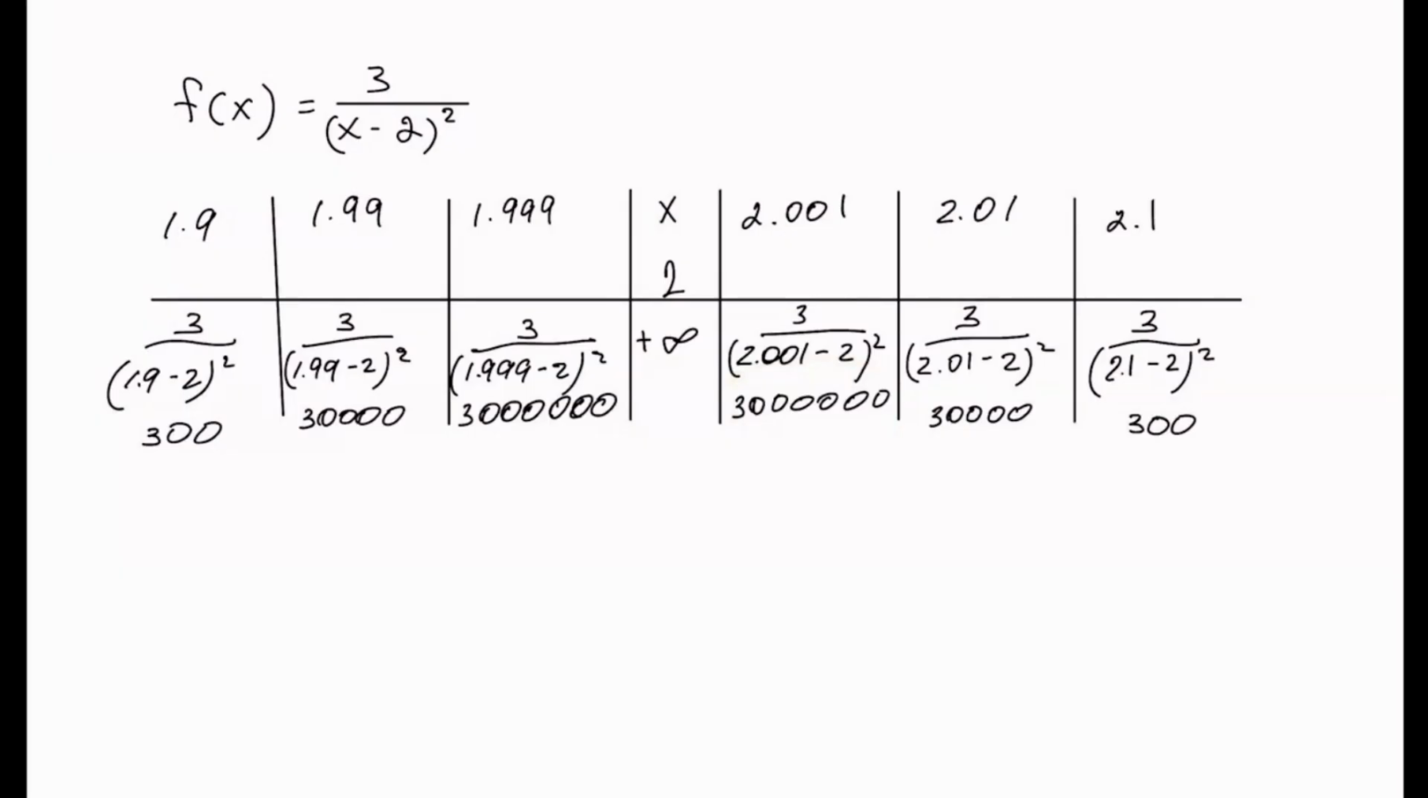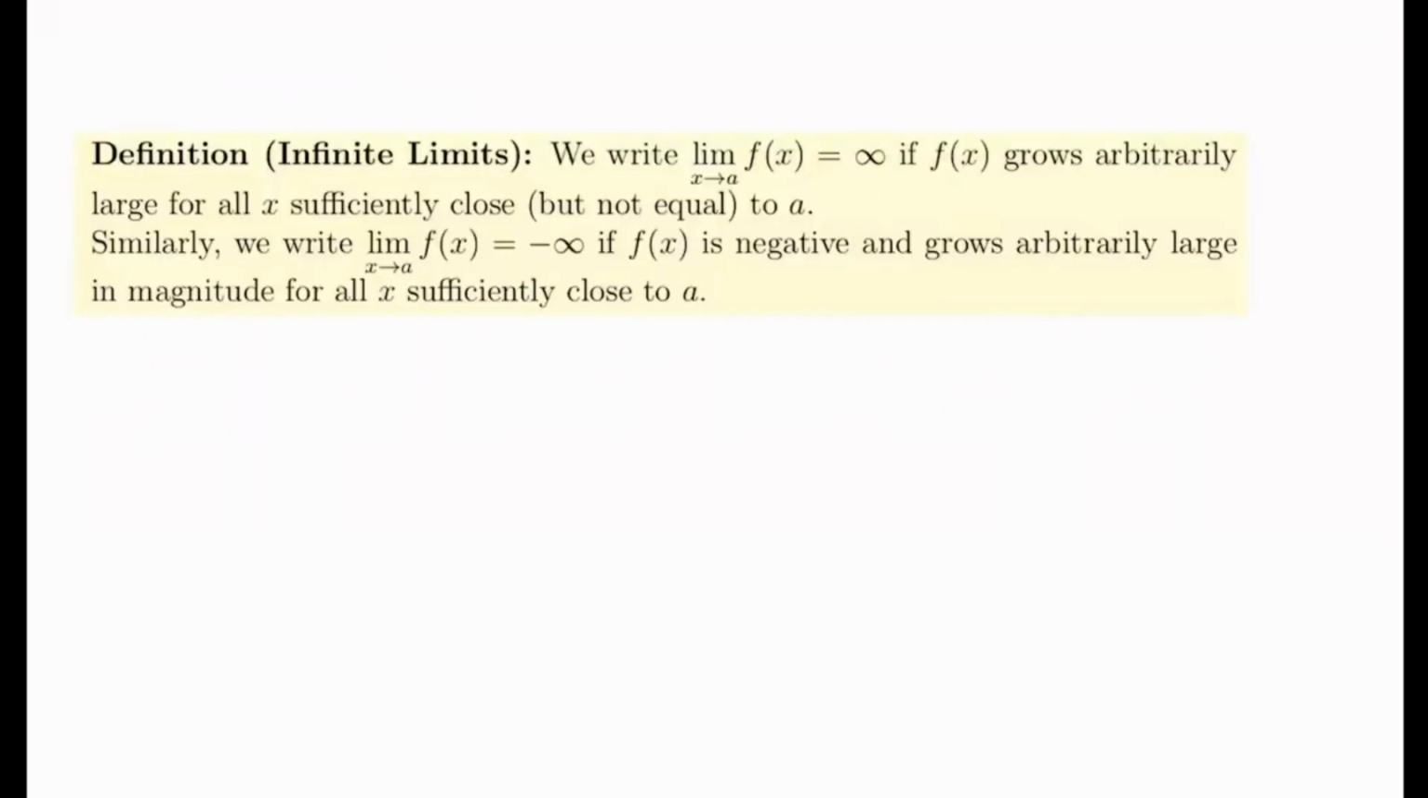Now let me give you a formal definition. Don't worry if it seems abstract at first, we'll work through plenty of examples. We write the limit of f(x) as x approaches a equals infinity if f(x) grows arbitrarily large for all x sufficiently close but not equal to a. Similarly, we write the limit of f(x) as x approaches a equals negative infinity if f(x) is negative and grows arbitrarily large in magnitude for all x sufficiently close to a.